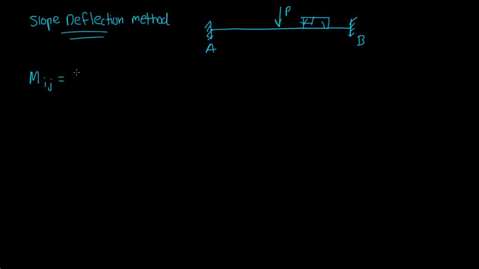In your classes, you should have an equation something like this. You should have seen it before. M = 2EI over L times (2 theta I plus theta J) minus 3 times psi of I J plus any fixed end moments, right? And I and J, basically, they correspond to the ends of the member.